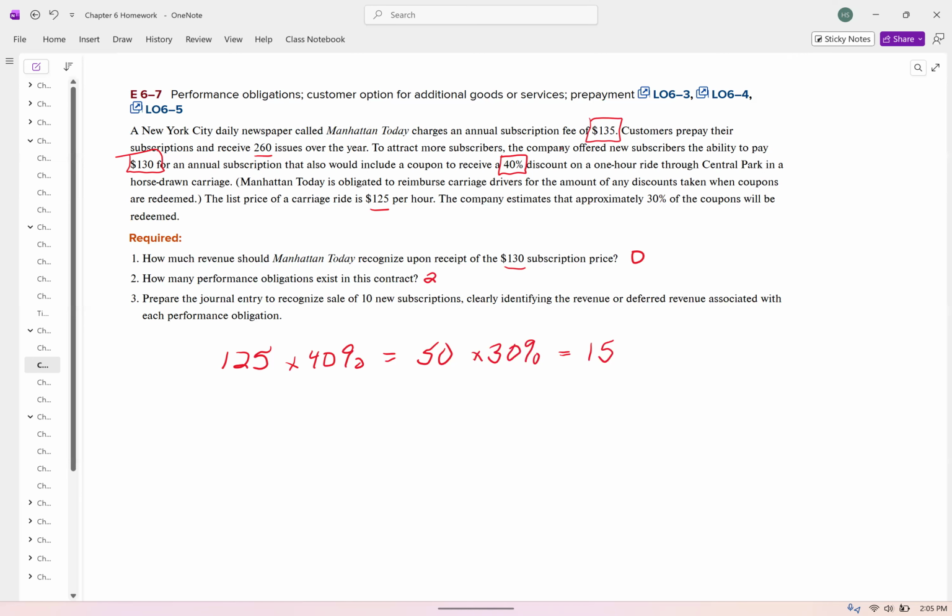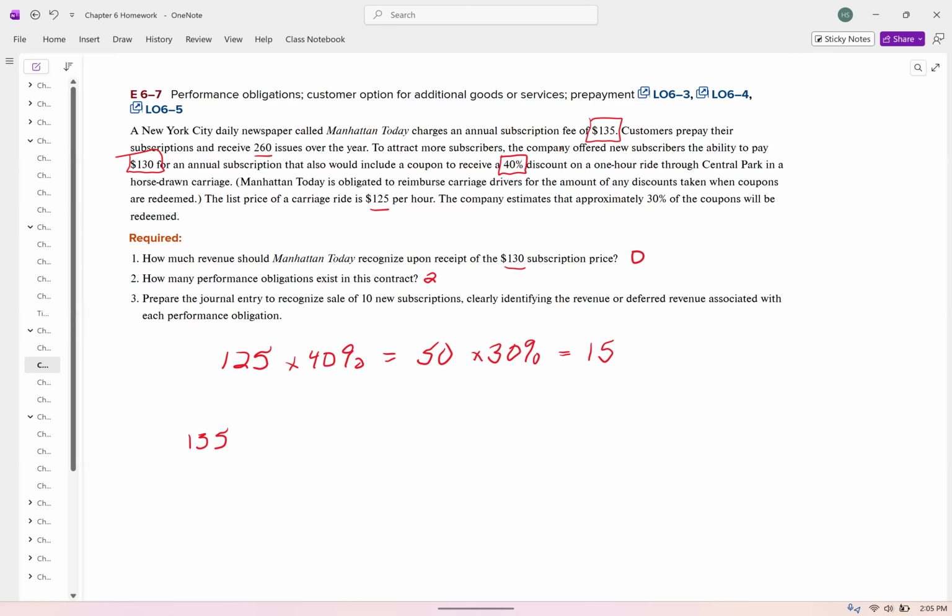Okay. Now they want us to prepare the journal entry for the 10 new subscriptions, clearly identifying the revenue or deferred revenue associated with each performance obligation. So it might be easy just to jump in here and start doing this journal entry. We need to do some calculations. We've got to figure out how much do we apply towards the subscription and how much do we apply towards the coupon.